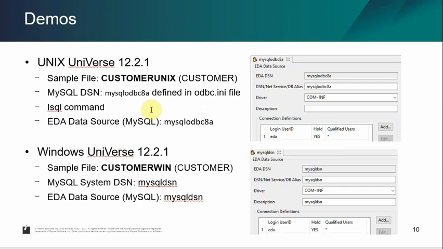Also on the DSN setting, I already created it using the VI editor, an ODBC.ini file called Microsoft MySQL ODBC 8 ANSI DSN. On Windows it is called MySQL DSN. It is just a very simple DSN, so I can do the testing in the next demo.